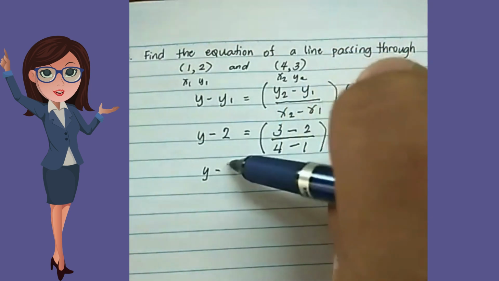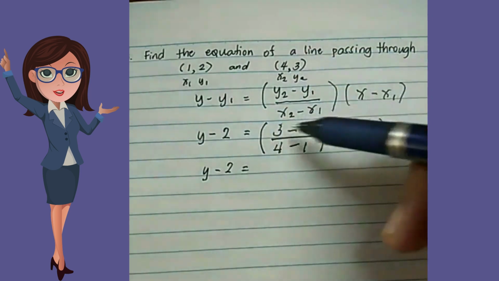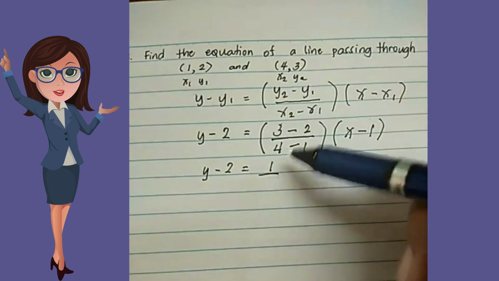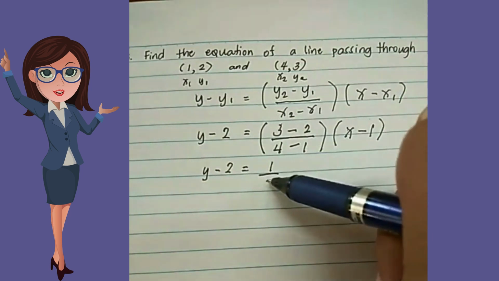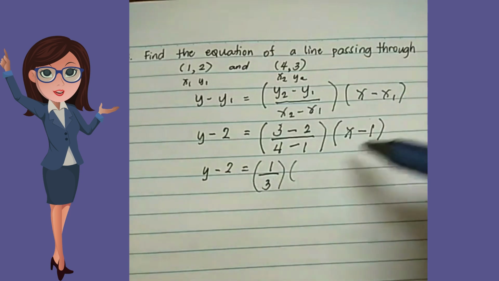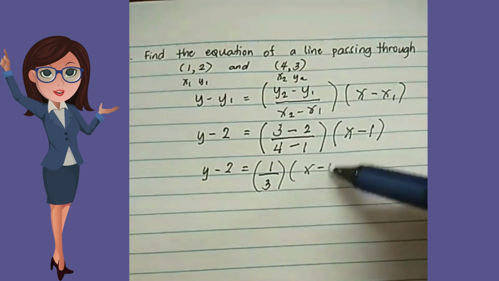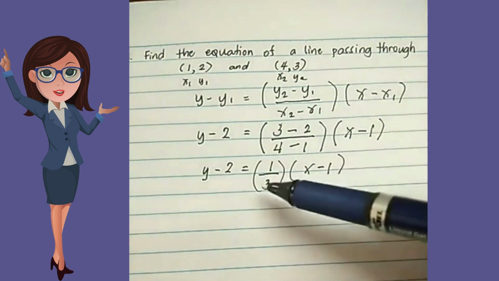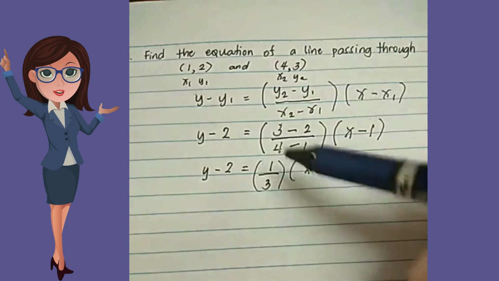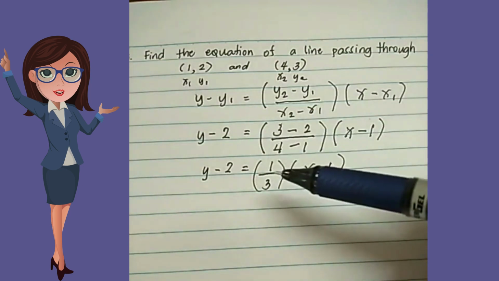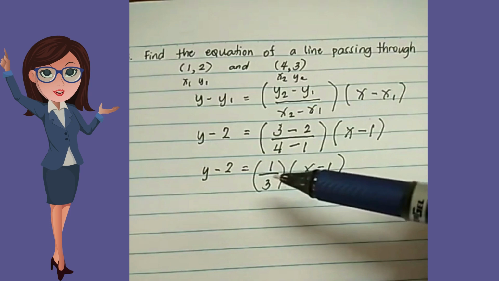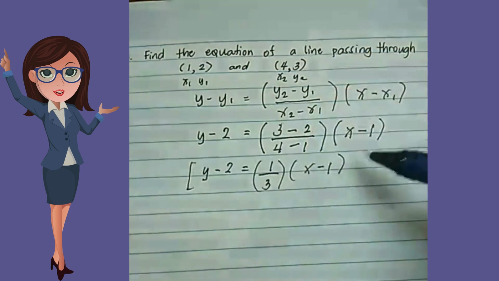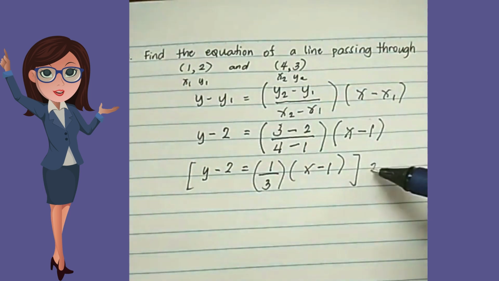So we have here y minus 2 equals, let us try to simplify the numerator. 3 minus 2 will give us 1 all over 4 minus 1, and that is 3. Multiplied by the quantity x minus 1. So in case of this one, mapapansin nyo meron tayong fraction. So let us try to get rid of this fraction 1/3 para mas mabilis nating ma-simplify yung ating equation. So let us just multiply the whole equation by 3.